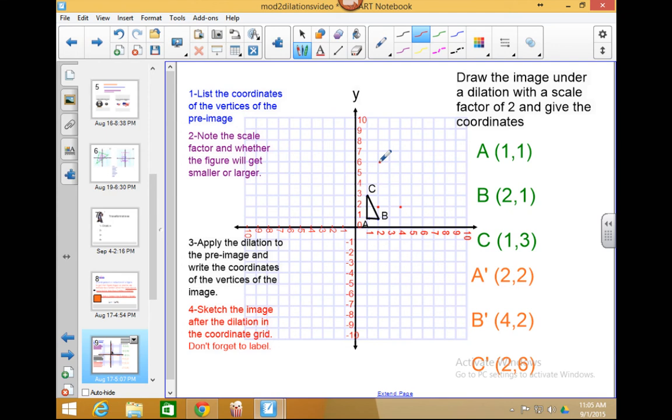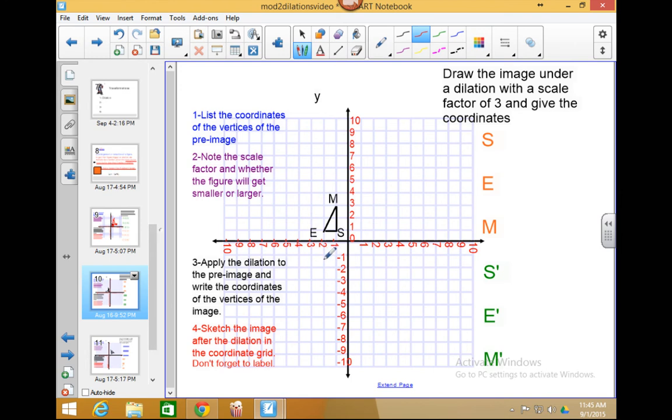Okay, I'd like you to do that with me. Then connect your points. And the last step is always to label. Okay, then we have A prime, and that is my answer. If we want to do a quick check, we again notice that all of my coordinates were multiplied by 2, which made my figure larger.